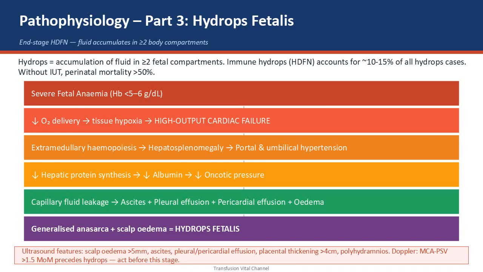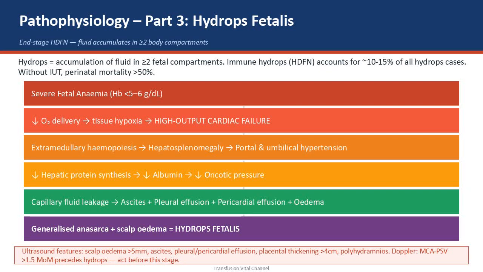Extramedullary hematopoiesis by the liver and spleen leads to massive enlargement of these organs, and this compresses the portal system, leading to portal hypertension. This is followed by hypoalbuminemia, as the portal hypertension reduces hepatic protein synthesis, albumin falls, so there is a drop in the oncotic pressure. Step 5 is the capillary fluid leak.